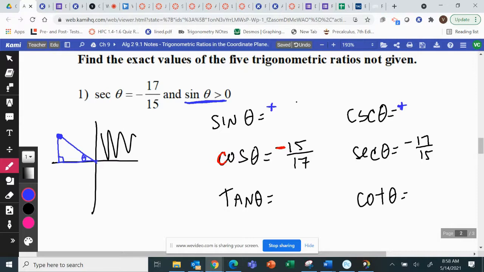Which side is the 17? The hypotenuse. Remember, the hypotenuse is the longest side. So the hypotenuse is 17. The x, so cosine is x over r. The x is the, or it's adjacent. You can look at it either way here. Adjacent over hypotenuse. So that will be negative 15.